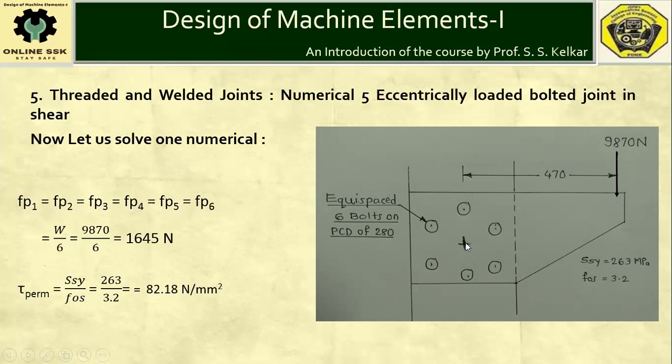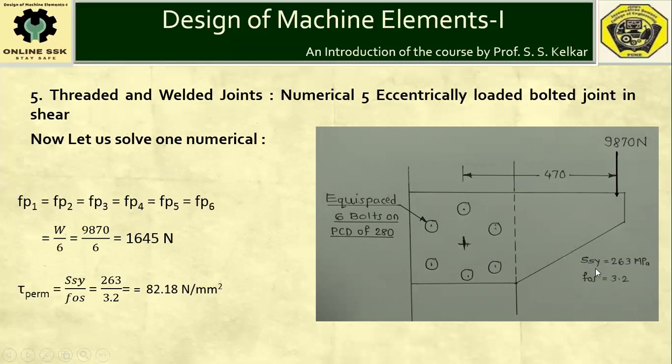So in this particular case, the distances L1, L2, etc. will be the radius of this imaginary circle, the radius of this pitch circle. So L1, L2, etc. values will be equal to 140. Now here it is specified that the externally applied load W is 9870 Newton. Eccentricity is the perpendicular distance between the line of action of the force and CG. In this case, that has been directly specified as 470.